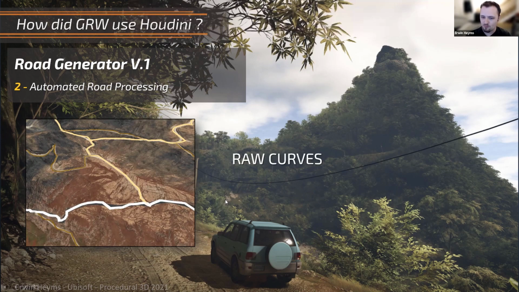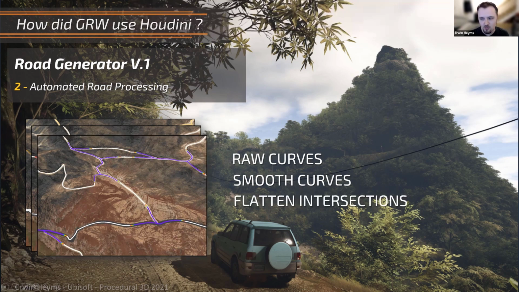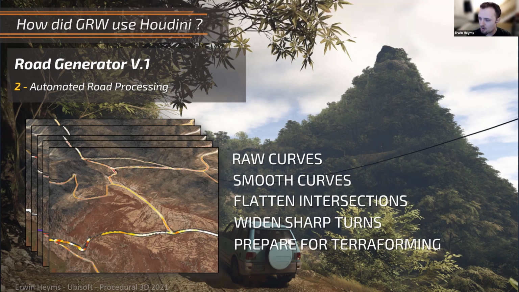So the way it worked, once the Pathfinder was done, we would get this raw curve. We would then smooth out the curve at the turns and maybe some of these intersections on steep areas, so it wouldn't overlap too much going up and down. And then we could flatten the intersections where necessary, so you have better transition in uneven terrain. We could widen out the sharp turns, create these switchbacks. That's important for vehicles because they need to have a certain turning radius and they can't do it on a slope. And then finally, we turn it into a ribbon of sorts based on the width of the road, and we could then prepare it for terraforming.